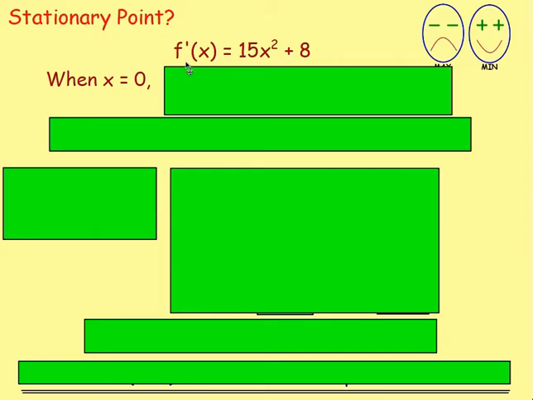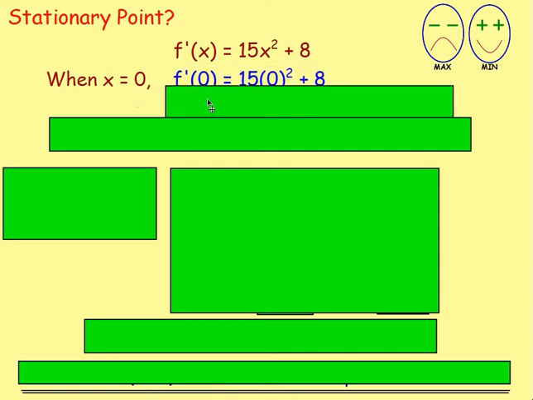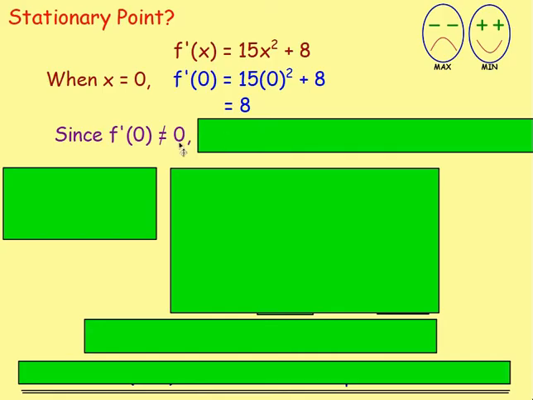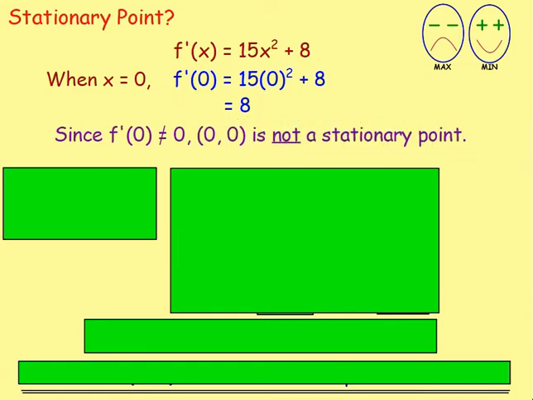Let's look at that. We already know that f dash x equals 15x squared plus 8, and we know that x was equal to 0 for that second derivative. So when x equals 0, if you sub that in, f dash 0 equals 15 times 0 squared plus 8, which is equal to 8. And because the first derivative equals 8, it means that that first derivative is not equal to 0 when x equals 0. And because it is not equal to 0, the point (0, 0) is not a stationary point. So it cannot be a maximum or a minimum.